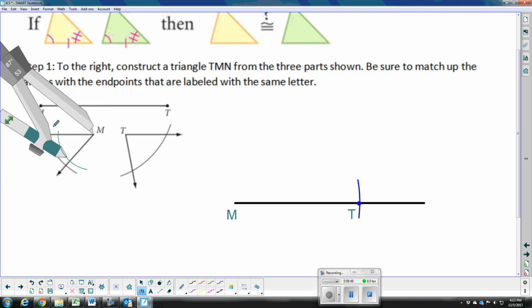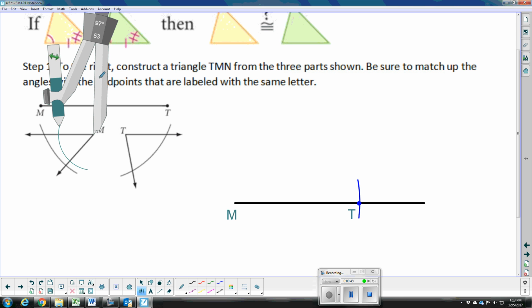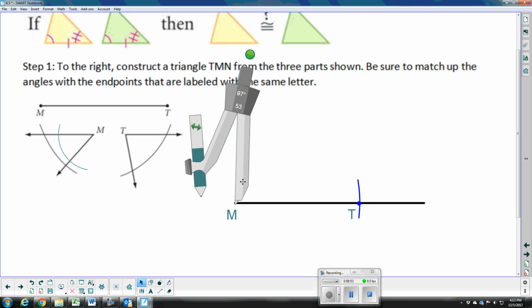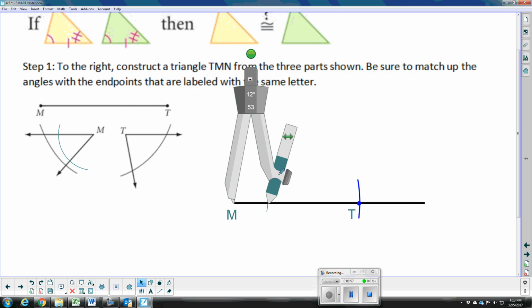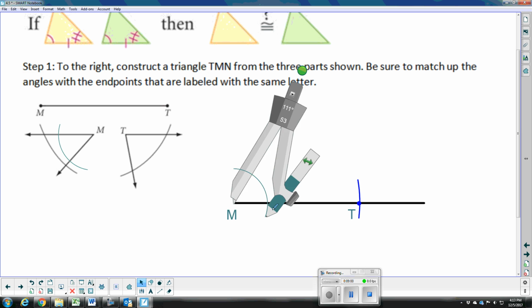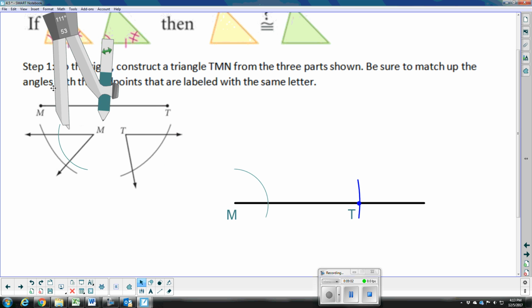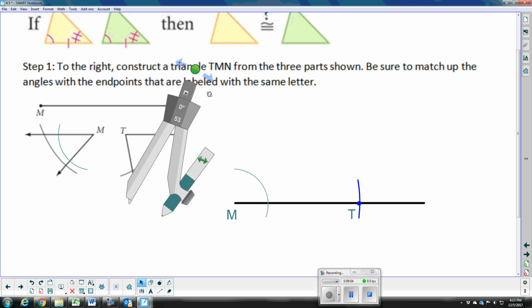On your angle, and then you have to measure how big that arc is. So draw the arc. There we're duplicating angle M. Draw the same arc from point M, and then go back and measure how big was this angle.